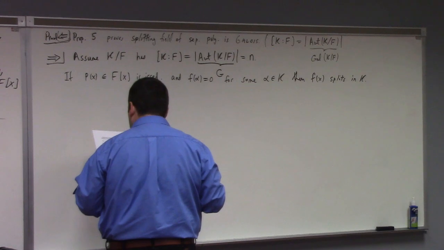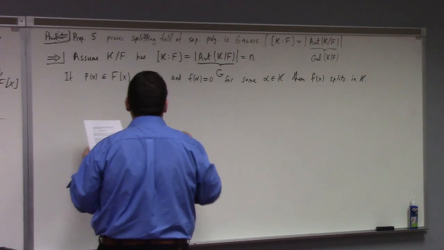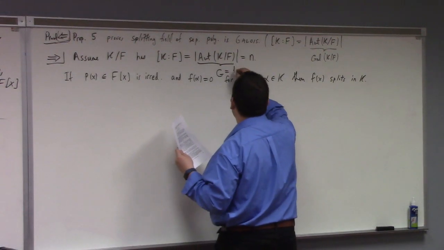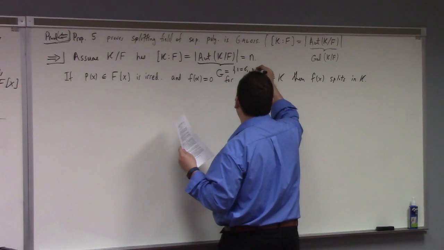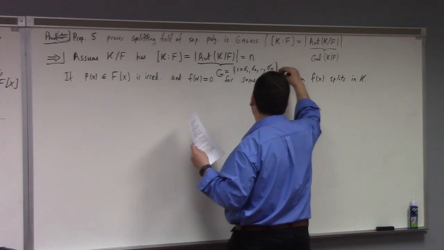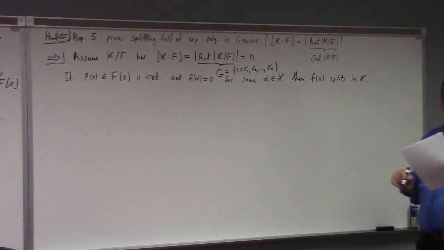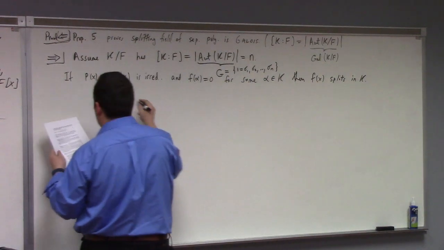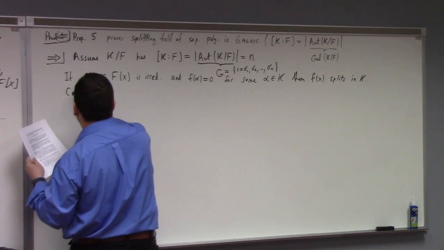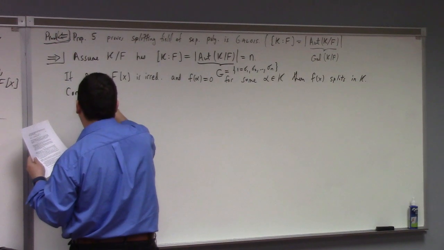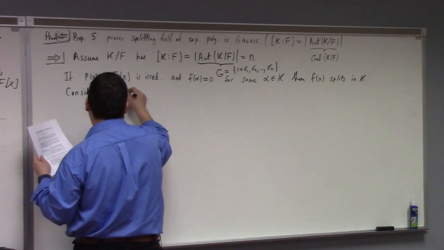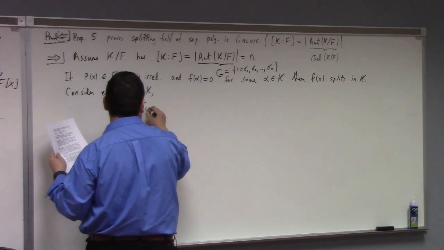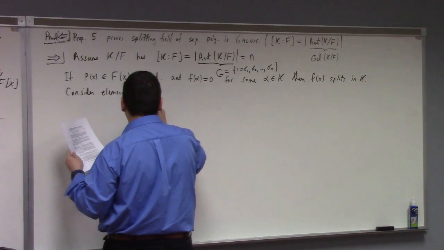He's also going to let G equal 1 equals sigma 1, and then sigma 2, sigma n, like we did before. You know, enumerate the automorphisms that are in G. So if you use those, you can say, consider the following elements of K. Namely alpha, and then sigma 2 of alpha, and all the way on down, right?